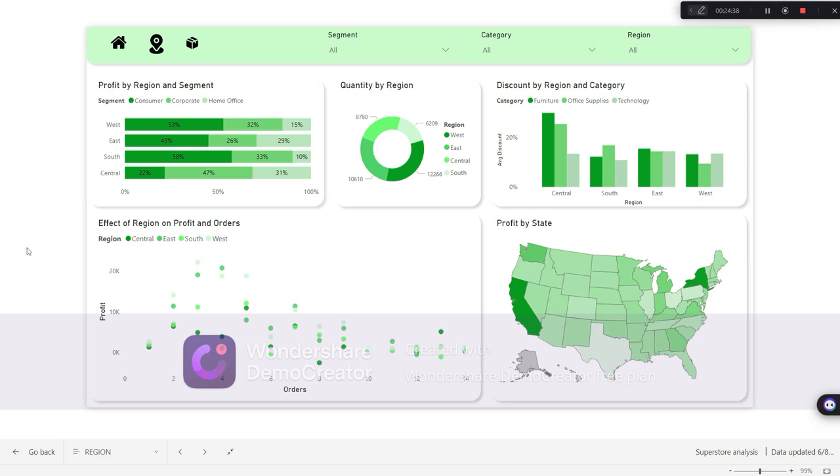Now here, how the region affects profit and orders. Here we see, in west, the order range 2 to 6 made more than 20K profit. Similar order range for the central region made less than 10K profit.